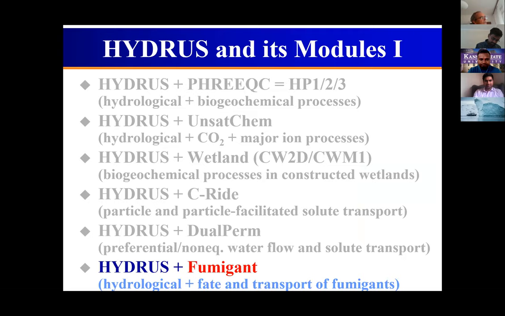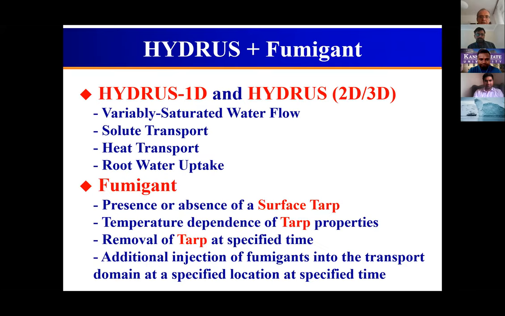Okay, the fumigants. I don't know if you use fumigants in India much. They are used very widely in California. Those are chemicals which are used to sterilize the soil before they plant vegetables, strawberries, etc. These fumigants turn out to be very damaging for the ozone layer. And so they are quite well regulated. And so I developed a specialized module which can account for the reactions which are involved in the fate and transport of fumigants for California EPA. And what we do here, we can account for the presence or absence of a surface tarp, which prevents the escape of these volatile chemicals to the atmosphere. We can account for temperature dependence of these tarps, removal of the tarp at a specified time, etc., injection of these chemicals at different locations in the transport domain, and so on. So that's a specialized module as well.